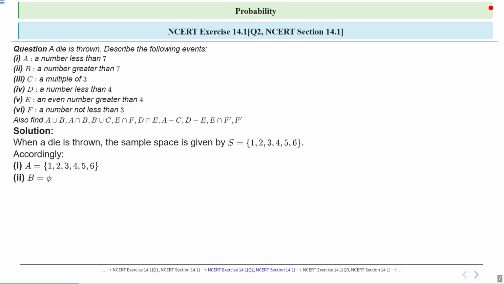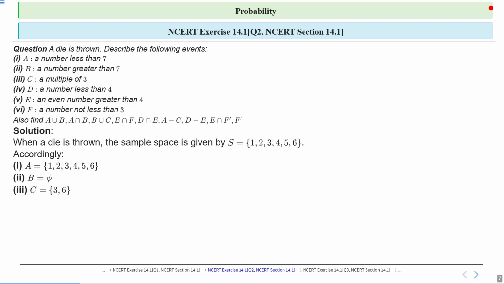And what is event B? Event B describes a number greater than 7. But when a die is thrown, in the sample space we have the numbers 1, 2, 3, 4, 5, 6. So there is no number which is greater than 7. So the event B is the empty set. That is also called an impossible event, which we have studied in our previous class. So B equals the empty set, and this is an impossible event.